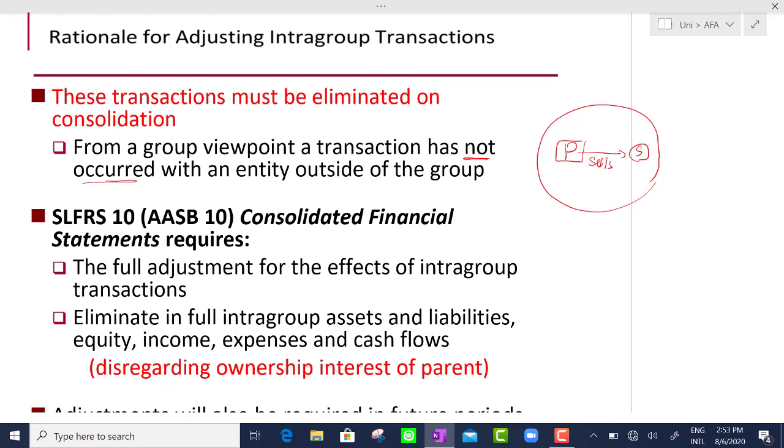So what we do, eliminate in full intergroup assets and liabilities, equity, income, expenses, and cash flows. Right? So to adjust the effect of intergroup transactions, what we need to do is eliminate in full the intergroup assets, liabilities, equity, income, expenses, and cash flows.